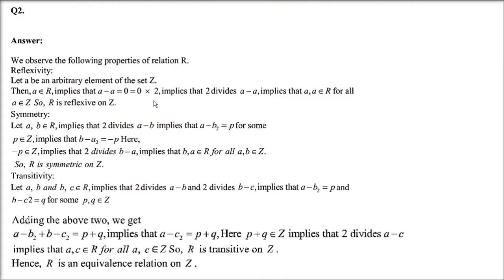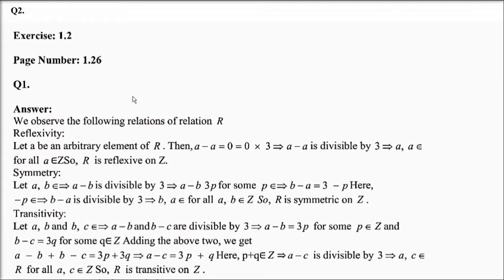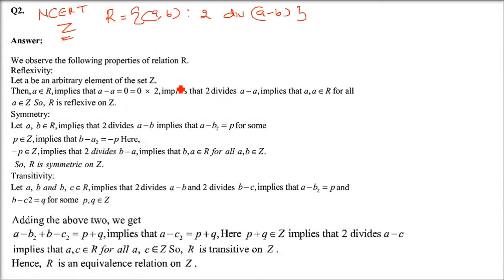Same thing, every sentence is the same. Here it is divisible by 3, a multiple of 3. Here also it is divisible by 2, we have to show. So first let us start with the reflexive. So a minus a, as I said, is 0. 0 divided by anything is 0 only. So it is reflexive. Okay.